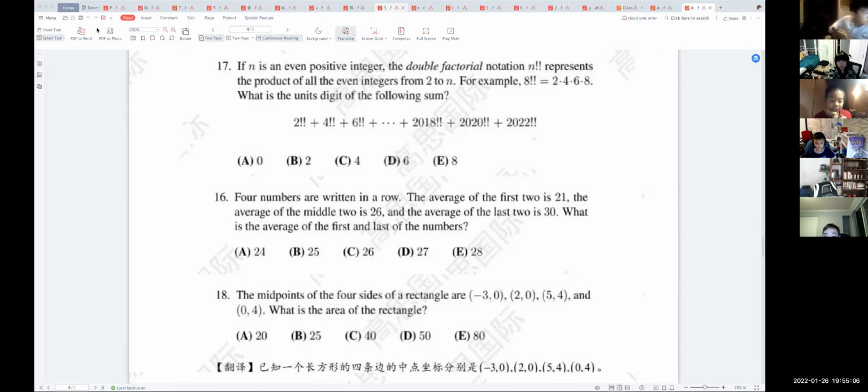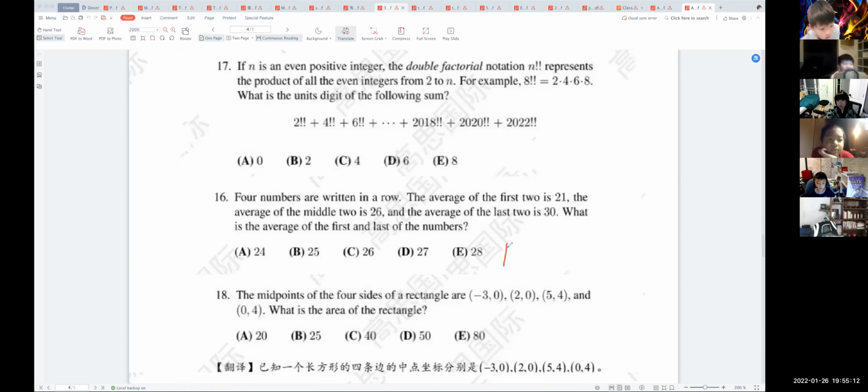So 4 numbers are written in a row, okay? The average of the first 2 numbers is 21. So we have A, B, C, D. 4 numbers, right? So the average of the first 2 numbers is 21. Why is the order 17, 16, 18? 对呀，就写错了嘛。So everybody take a look at this one. If the average of the first 2 numbers is 21, who can tell me A plus B equals what?